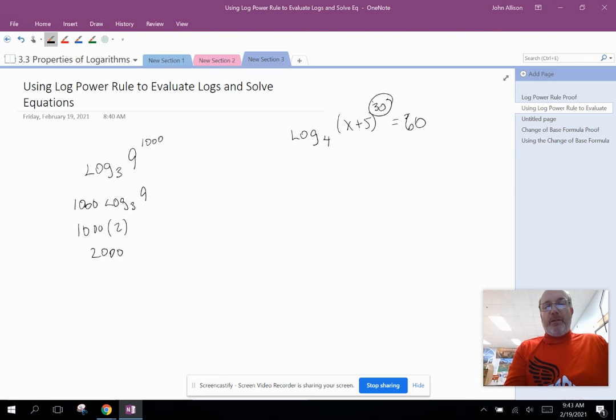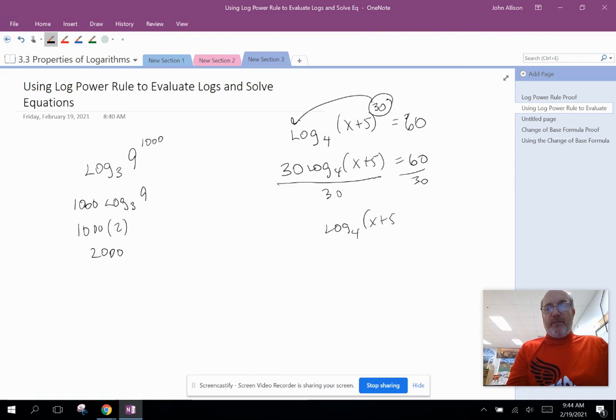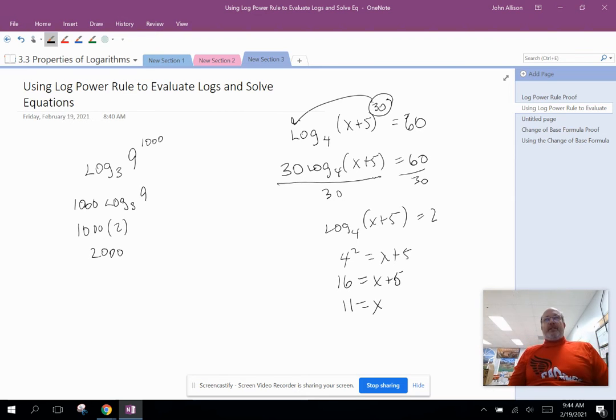If you recognize that's a power inside the log, it can come out and multiply, and we get 30 times log base 4 of (x plus 5) equals 60. Since I'm multiplying, I can divide both sides by 30 and get log base 4 of (x plus 5) equals 2, which is a lot easier equation to convert to exponential form and get 4 squared equals x plus 5. 16 equals x plus 5. If I subtract 5, I get x equals 11. And it's a whole lot easier to work with numbers that your calculator can handle.